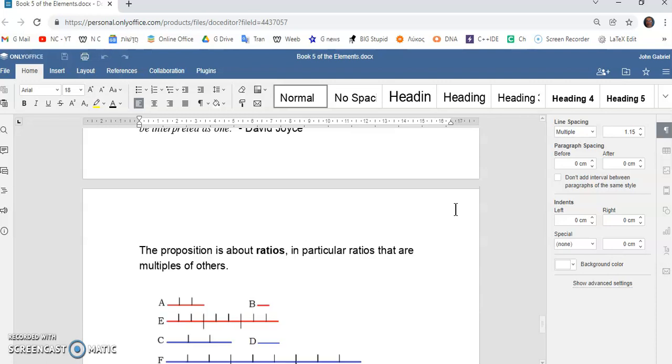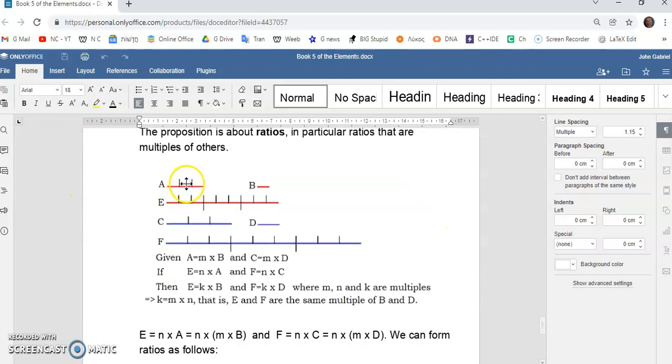Proposition 3 says that if we have two magnitudes, this line A that you see in front of you and line C, which are equimultiples of these two small lines respectively, in other words, A is an equimultiple of B and C is an equimultiple of D, then if we take E an equimultiple of A and F an equimultiple of C, then it follows that both E and F will be the same multiple of B and D respectively.